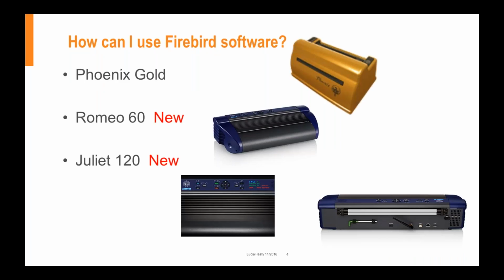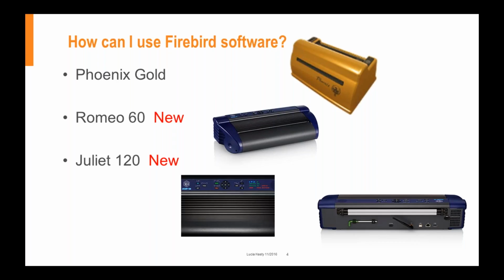So how can you use Firebird? Well, currently the embossers that work are the Phoenix Gold. These are Enabling Technologies embossers, by the way, that HumanWare sells. The Phoenix Gold, which is a high-resolution graphics embosser. It also is a regular standard Braille embosser.